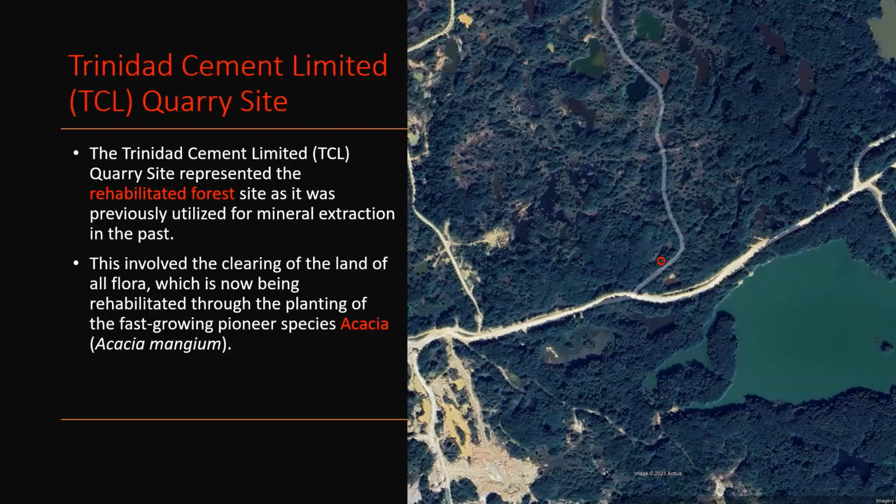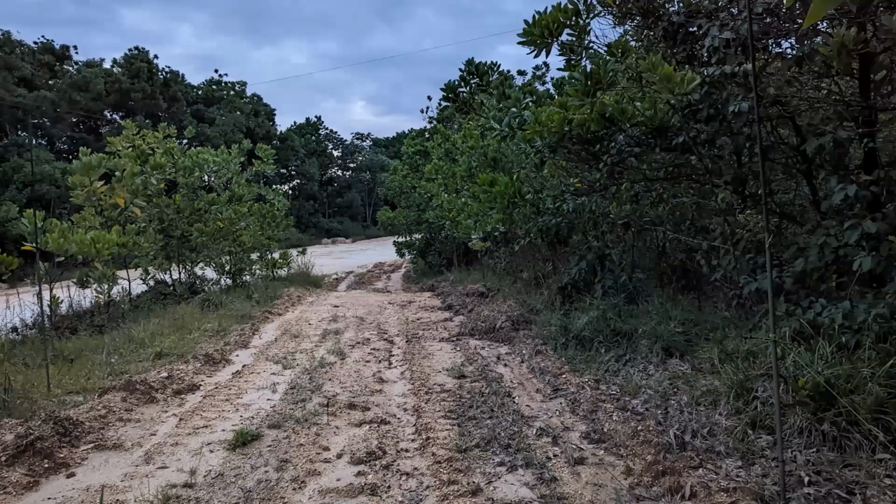At the Trinidad Cement Limited quarry site, there's a large pond to the southeast of our sample area, and as you can see surrounding this pond, there's a large forest that's been rehabilitated, as the site was previously utilized for mineral extraction in the past. This involved the clearing of the land of all flora, which has now been replanted with the fast-growing pioneer species Acacia mangium. So here you can see our sample site with acacia on either side of the track.